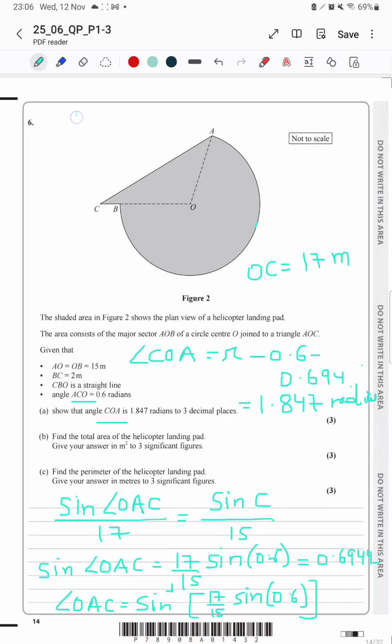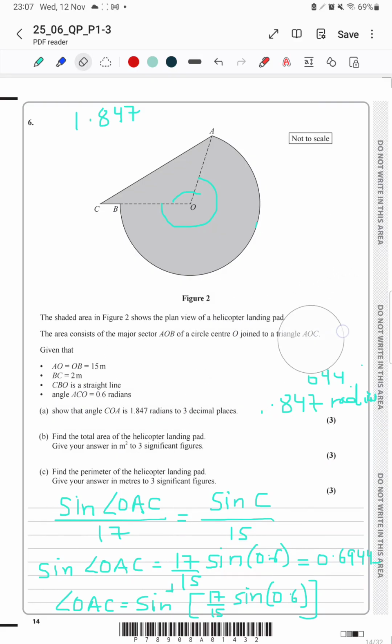Hence we prove the first part of this question. So I can say this angle is 1.847, and using this angle I can find out this angle also. So this is the first part of this question.